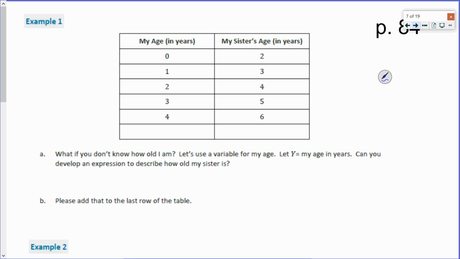So we're going to look at the same thing. If you don't know how old I am, let's use a variable for my age and say that y is my age. Can I develop an expression to describe how old my sister is? So in other words, if I said my age here is y, what would my sister's age be?